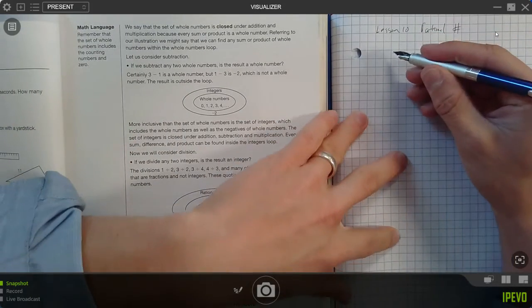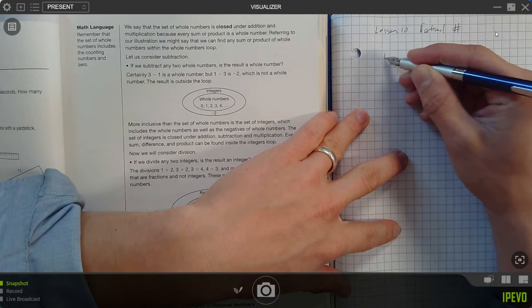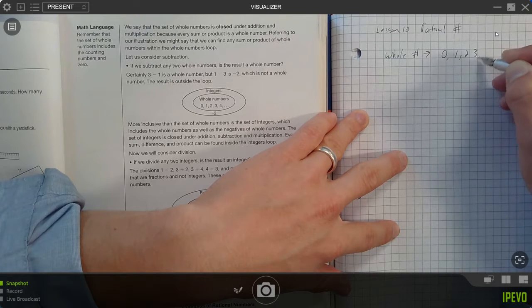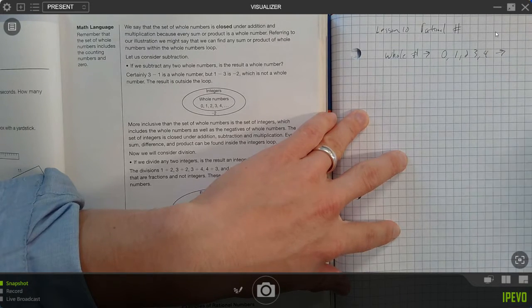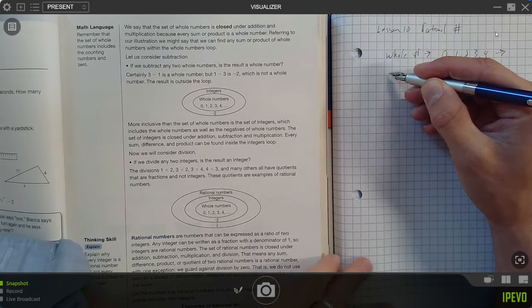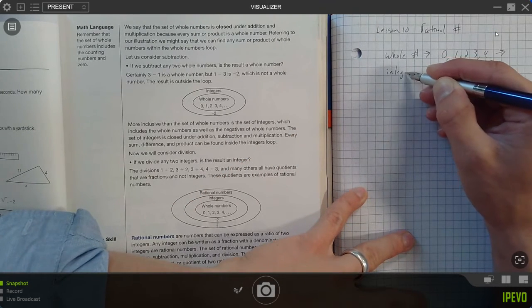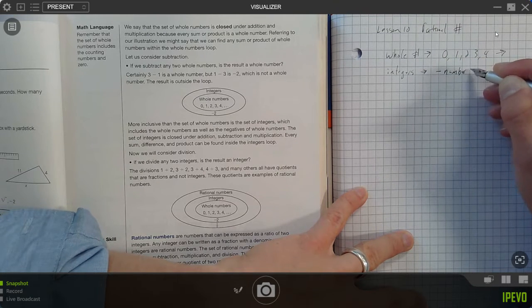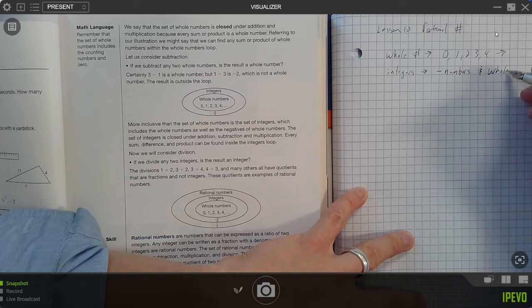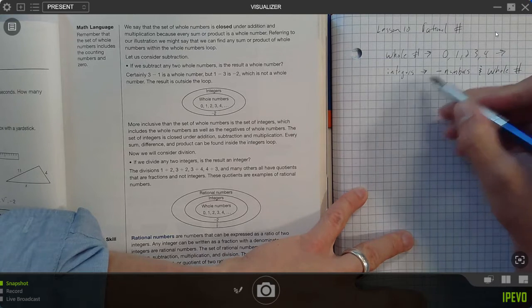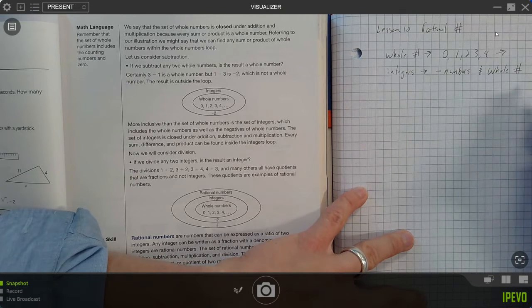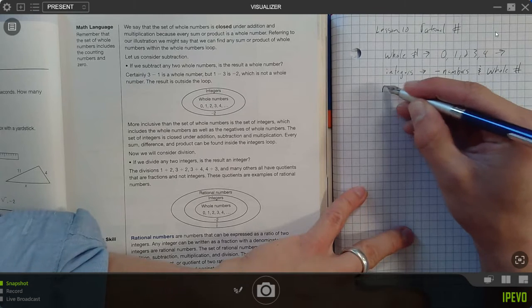Okay. So, whole numbers are like 0, 1, 2, 3, 4, etc. Then we have integers, which are negative numbers and whole numbers. Okay. All whole numbers are integers. All integers are not whole numbers because negative numbers are not considered whole. Okay. Now the next step is rational numbers.